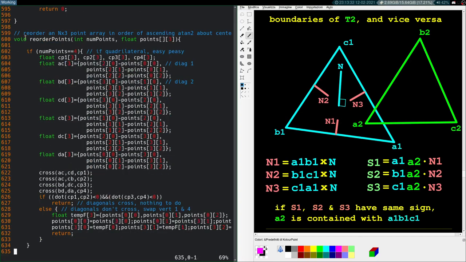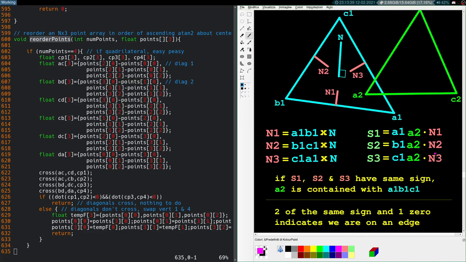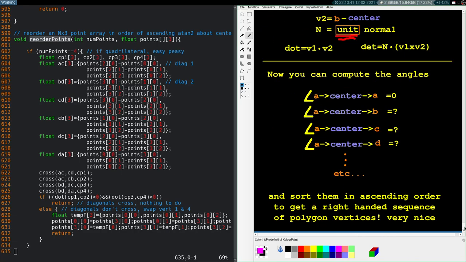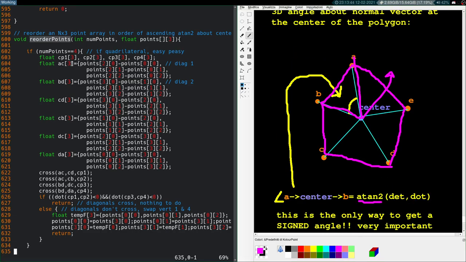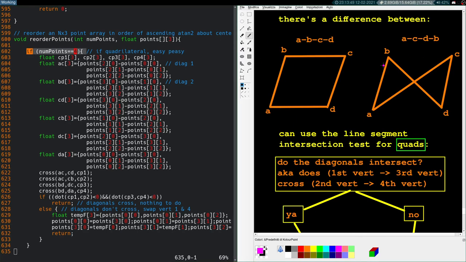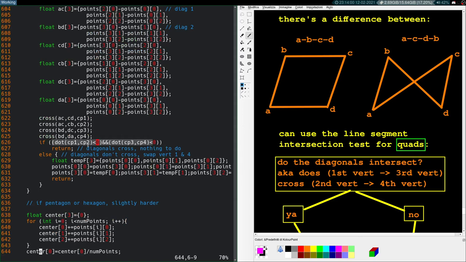Then this is the part I talked about at the very end. It's a function called reorder points. This basically implements what I mentioned down here. So for the special case of a quadrilateral, it does what I said. It evaluates if the diagonals are crossing in this way. You can take a look in the code if you'd like. It evaluates the cross products, takes the dot products of them, and evaluates if they're both less than 0. If yes, they cross, and it's a good order. If not, we change them around.